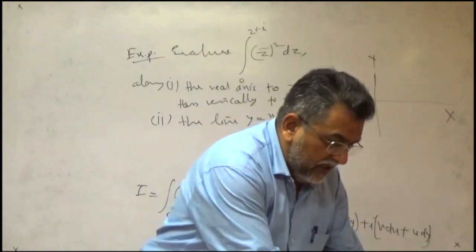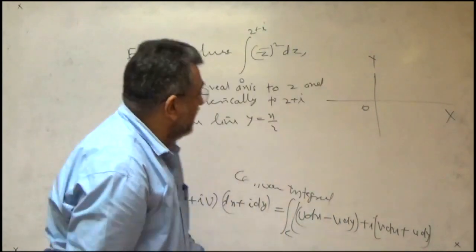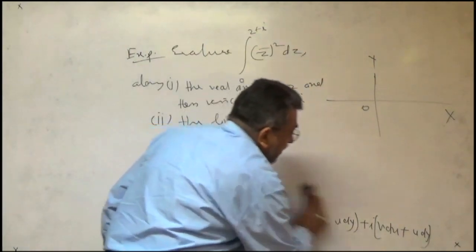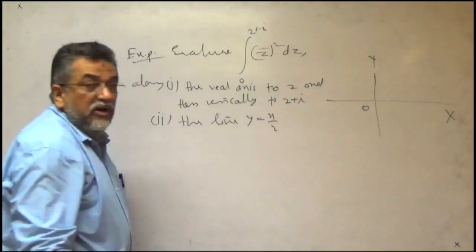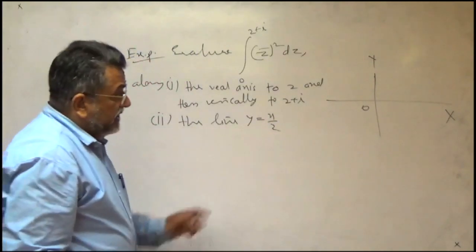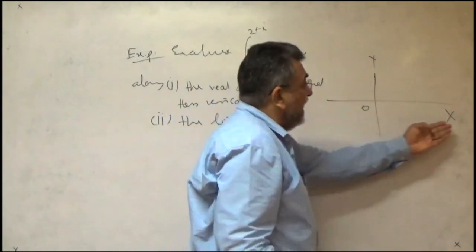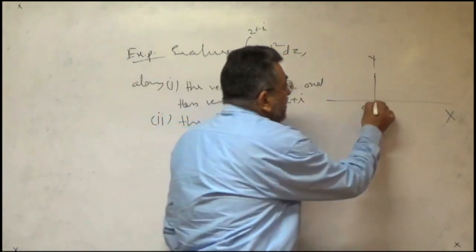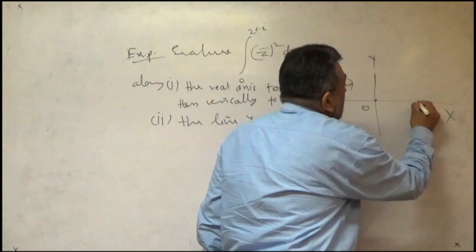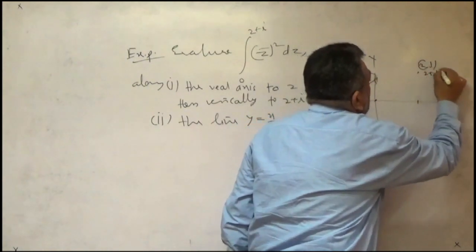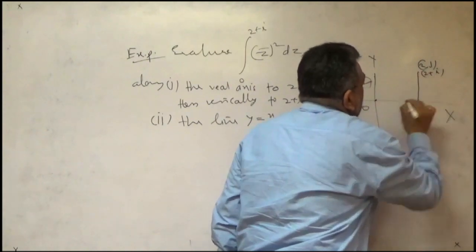This is a numerical example, by which you can understand the basic concept of complex integral. Here this is our real axis and imaginary axis, and this is 0, meaning the origin, and 2 plus i means the point (2, 1). So this is the line.